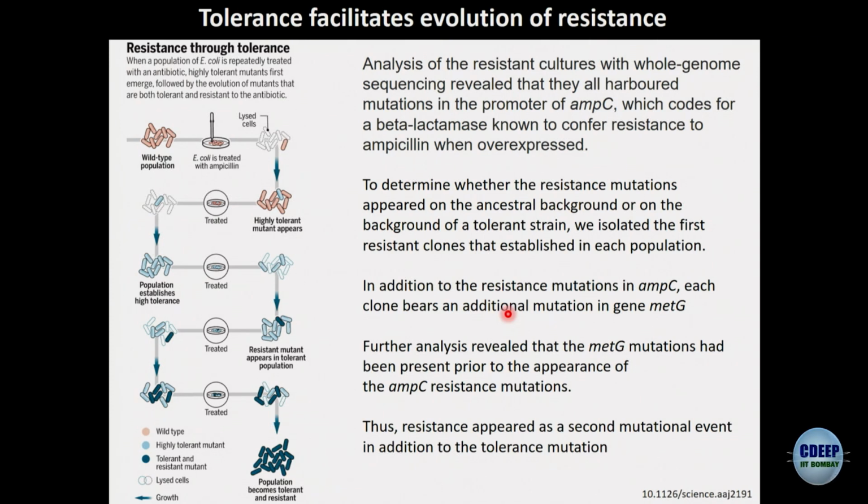The C terminal domain got deleted, so it was forming only monomeric MetG, with low function, and the growth rate becomes slower. Further analysis revealed that this particular population contained MetG mutations, not just fluctuations, as well as mutations in the promoter region of AmpC. Whereas in this other population, when they sequenced it, there is no mutation in AmpC, only mutation in MetG.